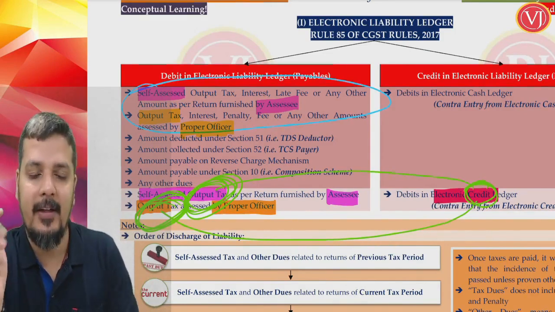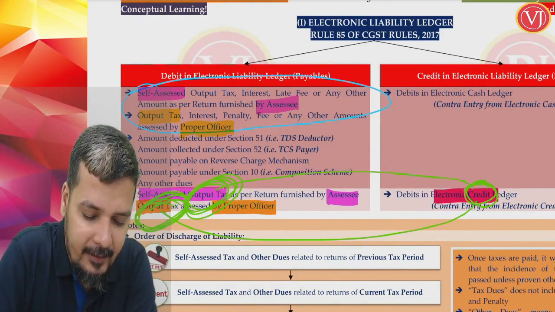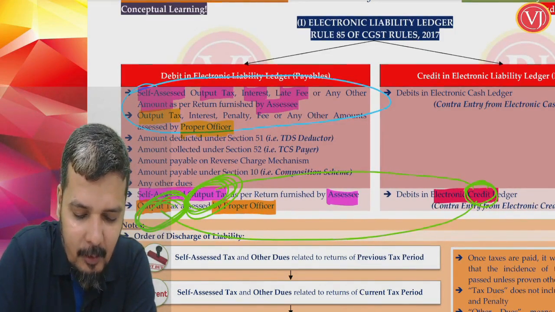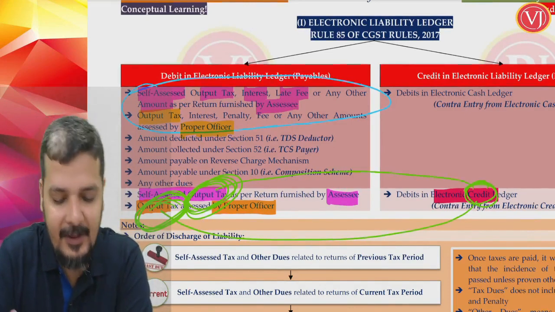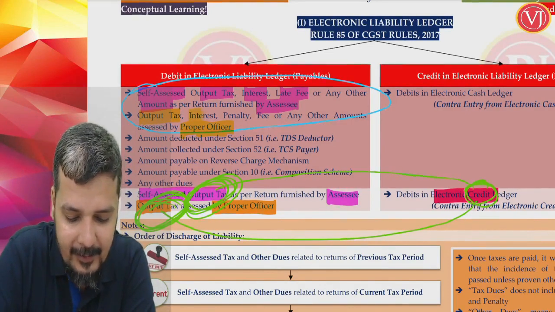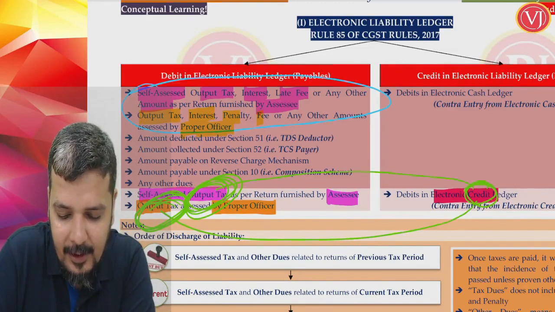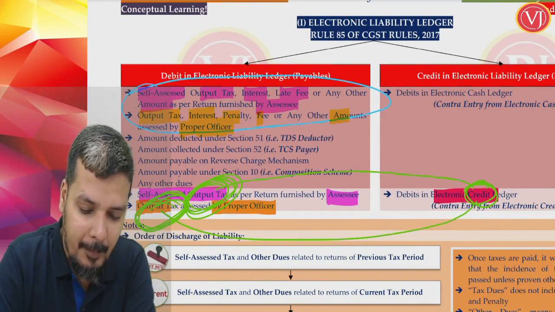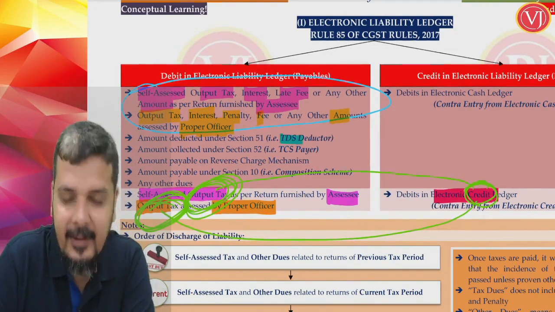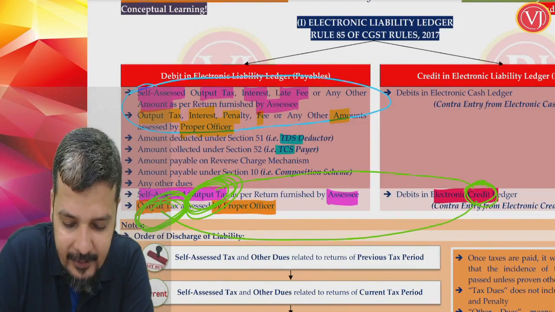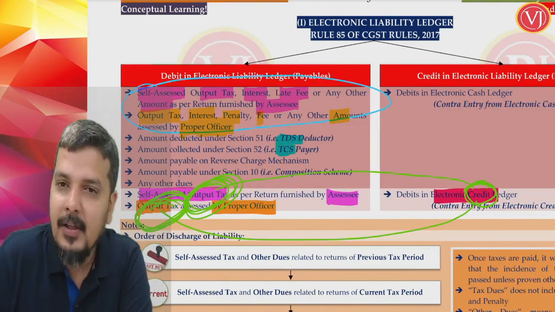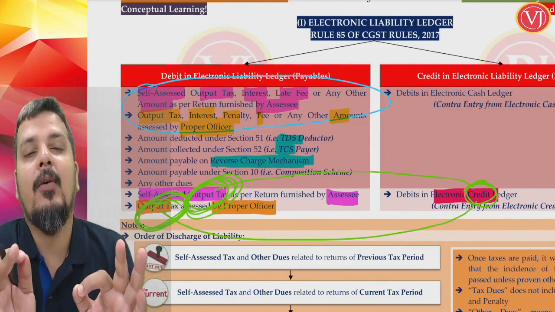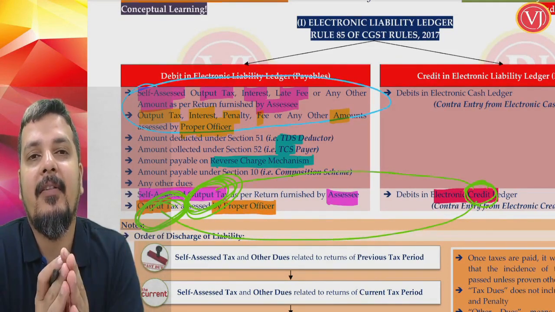Cash ledger can be used for anything. So cash ledger can be used for paying self-assessed output tax or interest or late fees or any other amount which is self-assessed by the assessee, or it can be used for payment of output tax or interest or penalty or fees or any other amount which is assessed by the proper officer. It can also be used for payment of your TDS, GST TDS, that is section 51, and GST TCS, that is section 52. For reverse charge mechanism, as I said, output tax will not include tax which is paid under reverse charge mechanism.